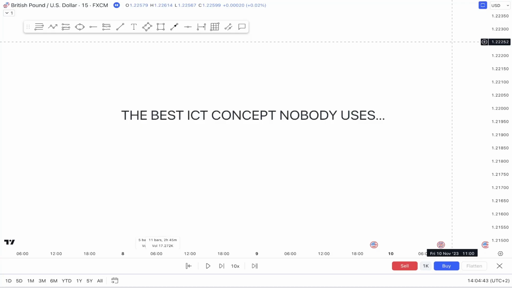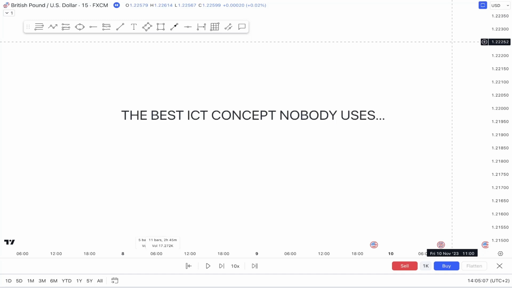Alright, so let's get right into it. I will share with you what I think is the best ICT concept that nobody really talks about. Okay, so we have people using fair value gaps. That is probably the most popular ICT concept. Liquidity concepts, we already discussed these in the past multiple times. Indeed, they are great concepts I personally use on a day-to-day basis.